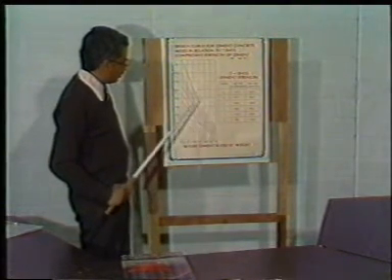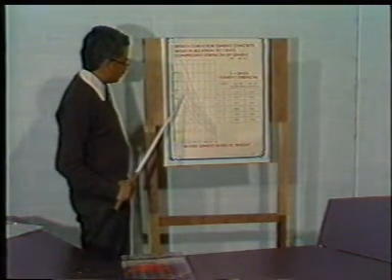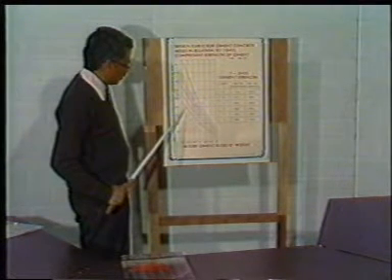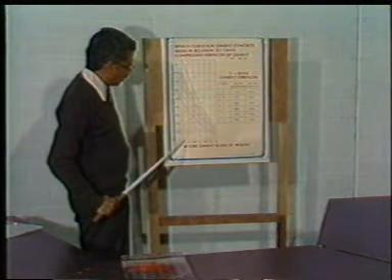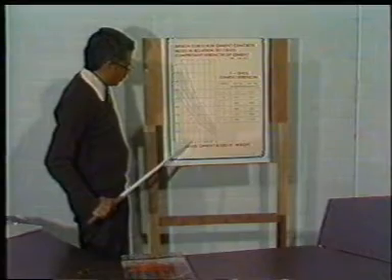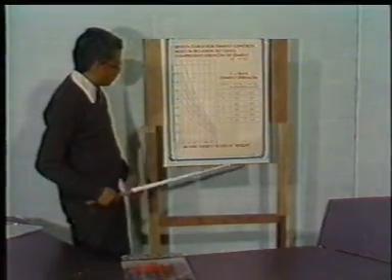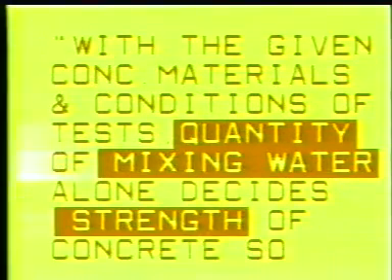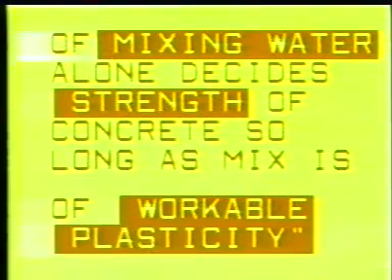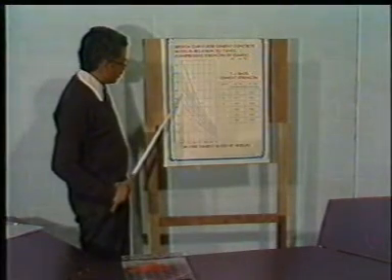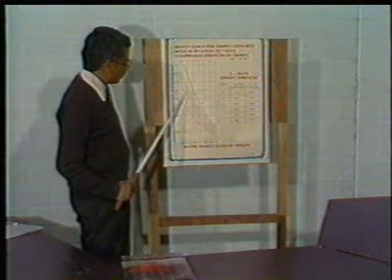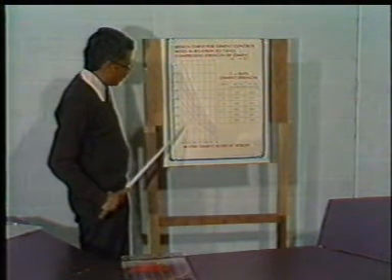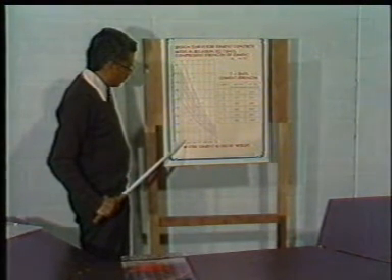A very important concept affecting the strength of cement concrete is the water-cement ratio law. It states that with the given concrete materials and conditions of test, the quantity of mixing water used alone determines the strength of concrete so long as the mix is of workable plasticity. From the curves, it is evident that the higher the water-cement ratio, the lesser is the strength.